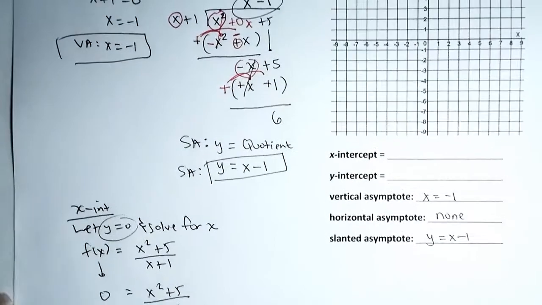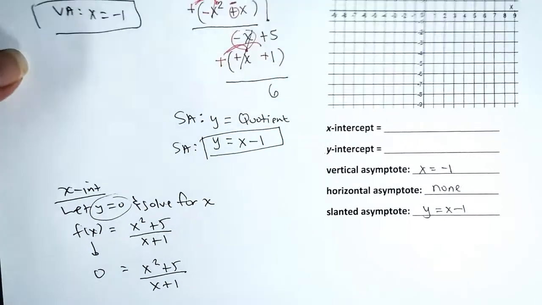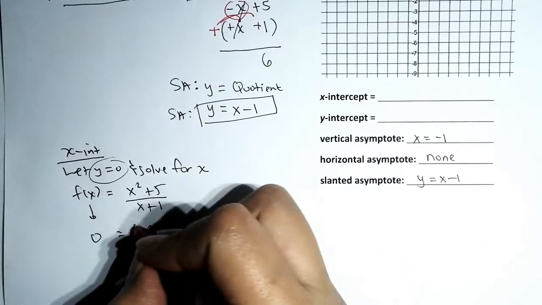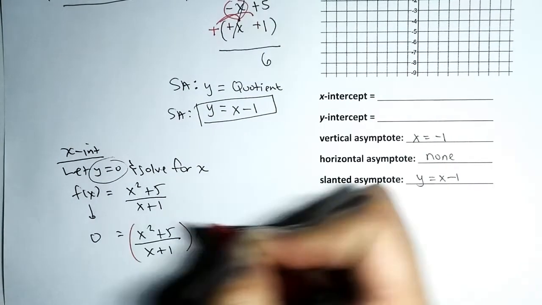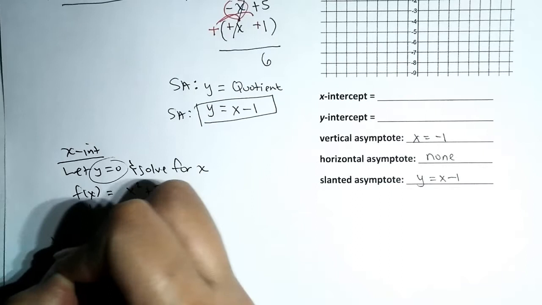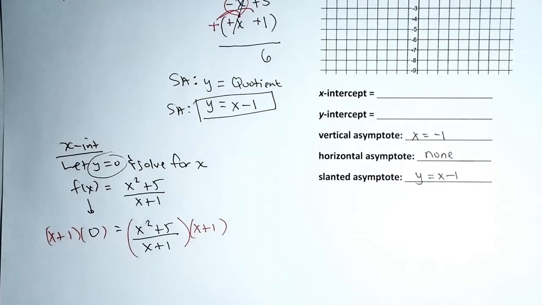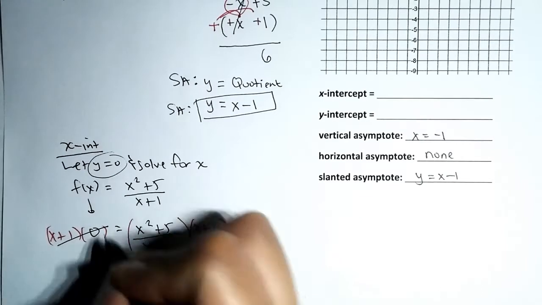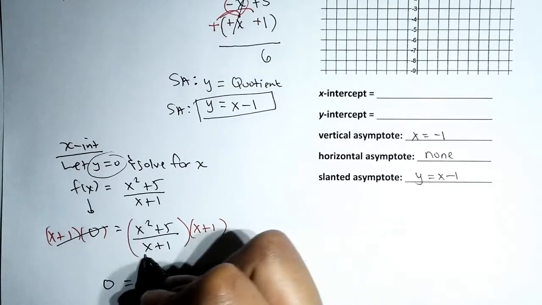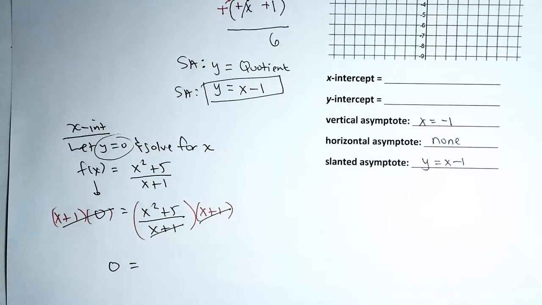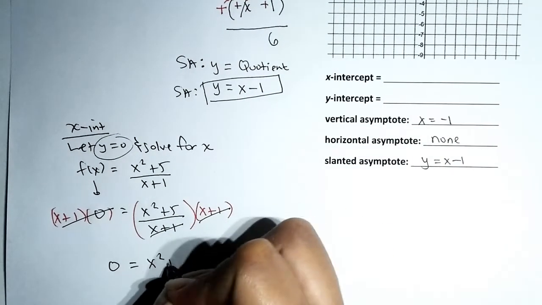To get rid of the fraction, let's go ahead and multiply both sides by the denominator, x plus 1. Let's go ahead and have good notation. So on the left side, the product of 0 and x plus 1 is just 0. On the right side, the quotient of x plus 1 and itself is what? And that will leave us with x squared plus 5.